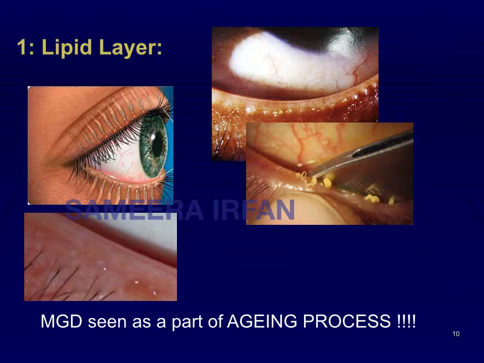Also the meibum becomes thick and cheesy, as is seen in the picture, which can be expressed like a toothpaste. So if the meibum is not available to line the tear film, the evaporative loss increases and the cornea becomes dry. In fact, the whole ocular surface becomes dry.